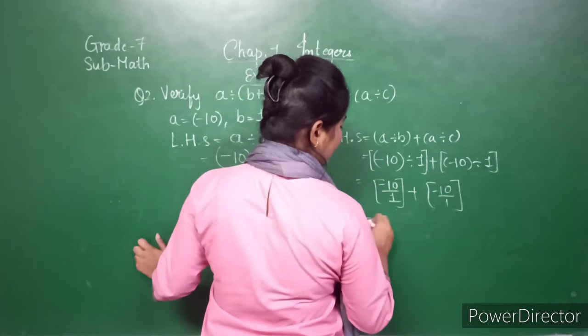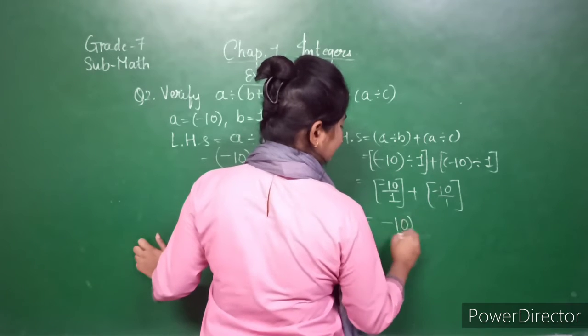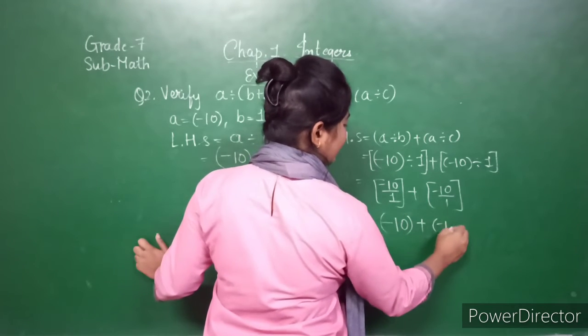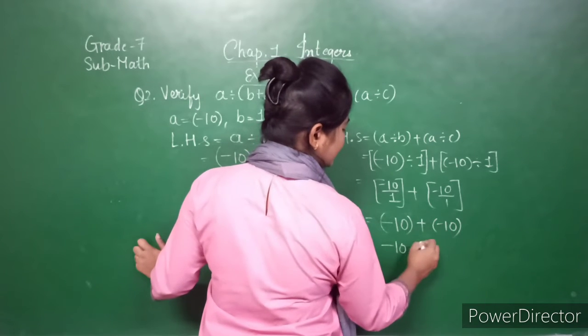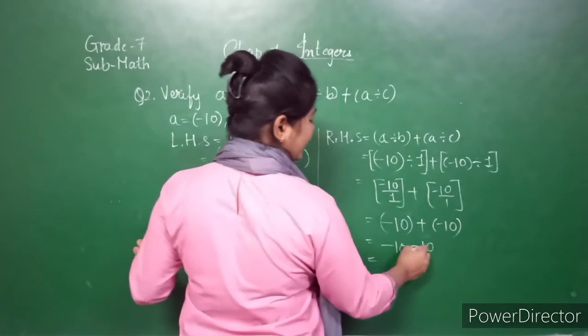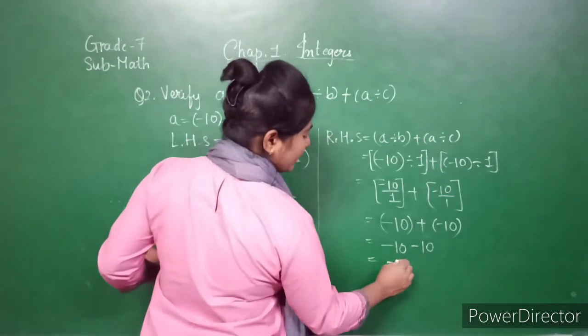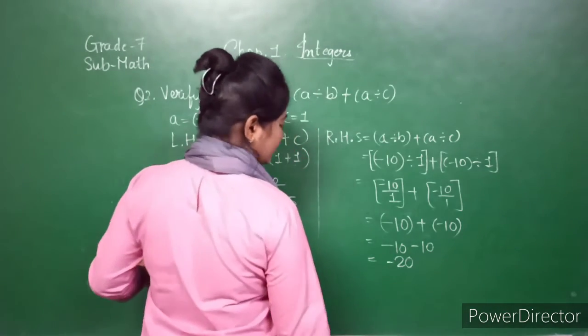So here our answer is minus 10 plus minus 10. So minus 10 plus minus, it is minus. So minus minus, it is plus. So it is minus 20.